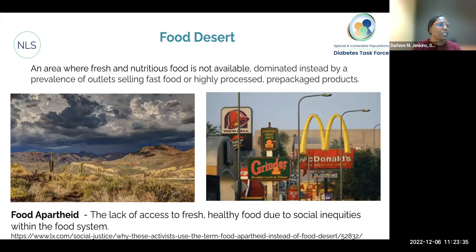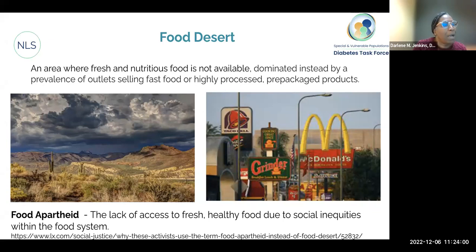So I just want us to make sure that as we use the term food desert, we really understand that food deserts are not natural. They are decisions that have been made. And also, a desert gives the impression that there's nothing that exists. In a food desert, food does exist. It's just not the healthiest type of food.